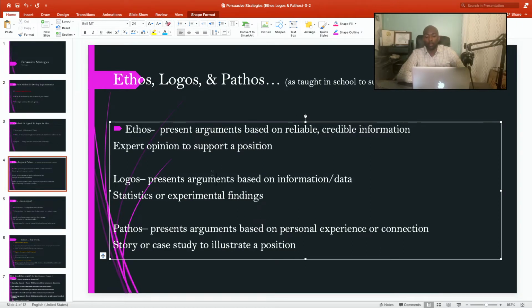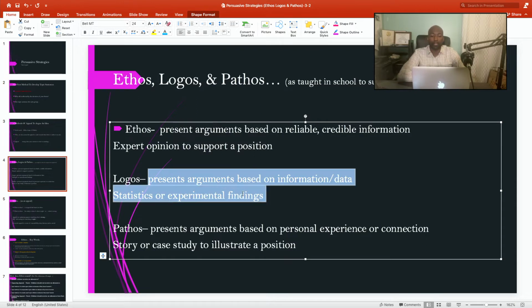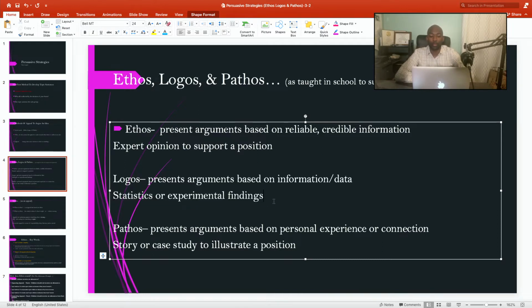Okay, logos, as it's presented in school, means supporting an idea based on statistics or some kind of data. A lot of times it involves numbers or informational findings or experimental data or something of the like. So logos, as it's taught in school, is also a way to support an argument. Okay, then you've got pathos, comparably, which is supporting an argument based on personal experience or connection. A lot of times this involves the telling of a story.